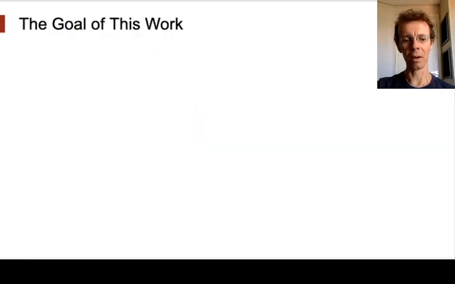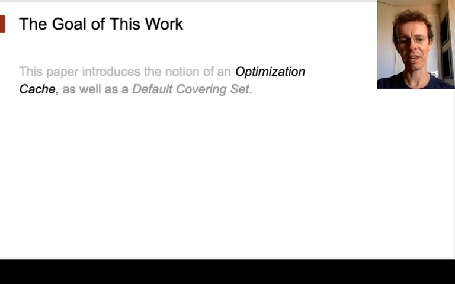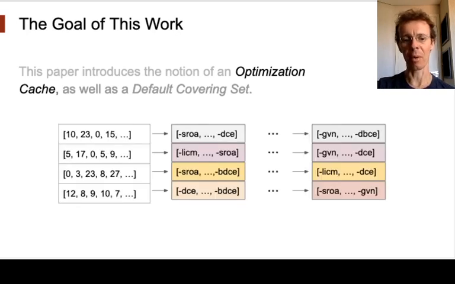So the main goal of this paper is to describe a strategy to explore the space of optimization sequences for code size reduction. In this paper, we introduce the notion of optimization cache and covering set. An optimization cache is a table of programs to optimization sequences that can be used to support a predictive compilation. Entries in this table are numeric representations of programs. These entries are mapped to sequences of optimizations that are good for that program.